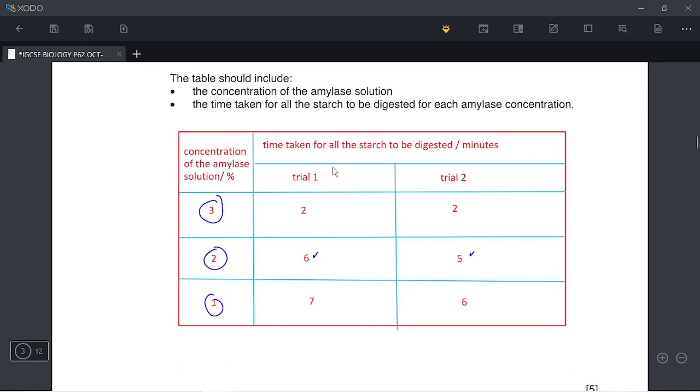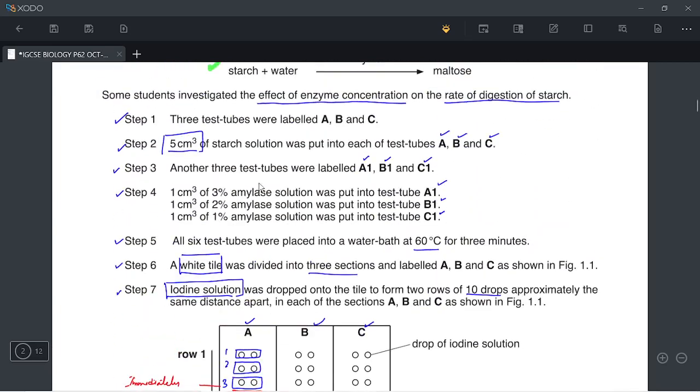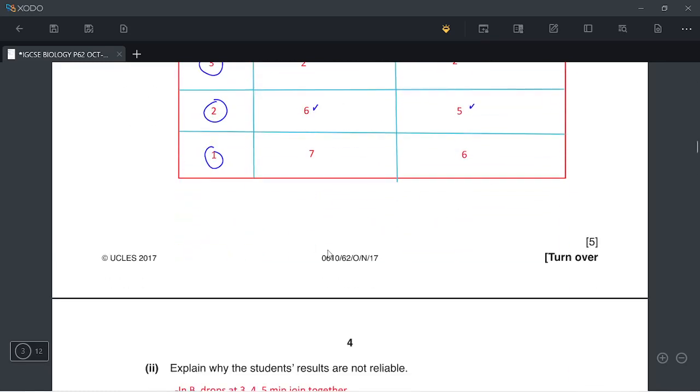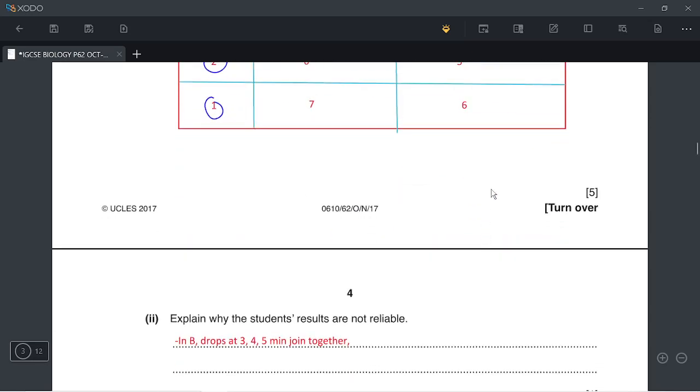Okay, so for the results you can draw this table. Concentration of amylase solutions, percentage. So all three percentages you can write here as given for A1, B1 and C1. This 3%, 2% and 1% is given. Okay, and there are two trials, trial 1, trial 2. In per minute, this header line you have to write down. You can take the data from here, time taken for all the starch to be digested per minute. Okay, so results can be noted down here.